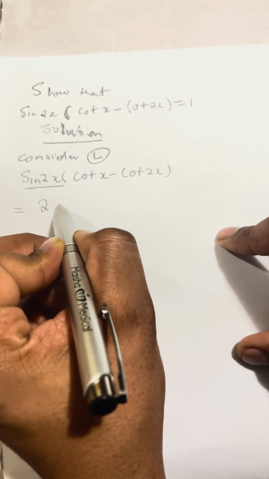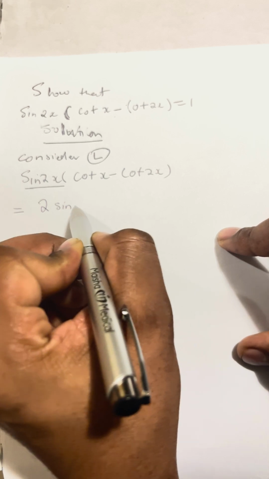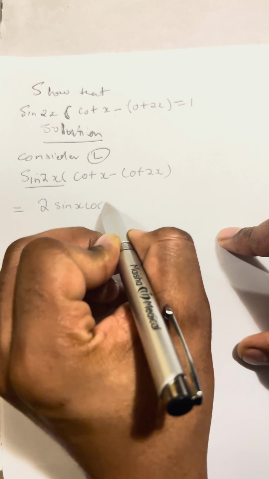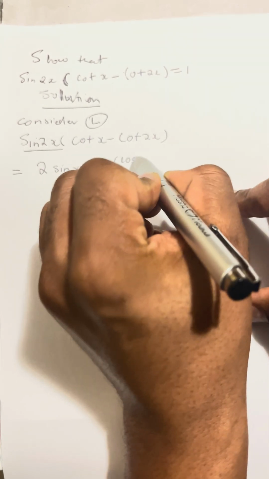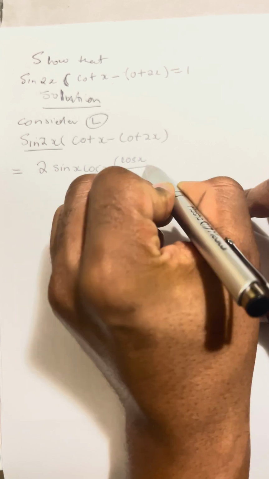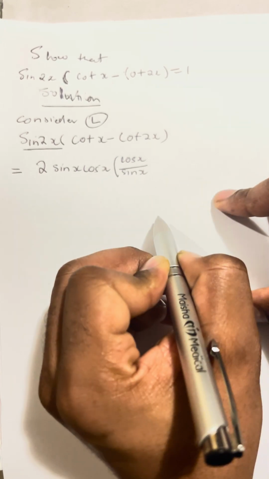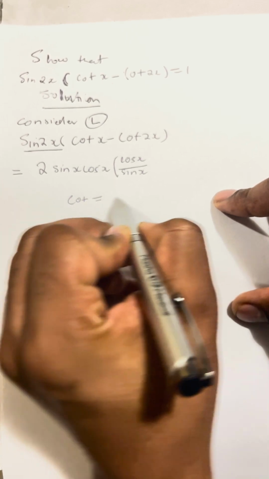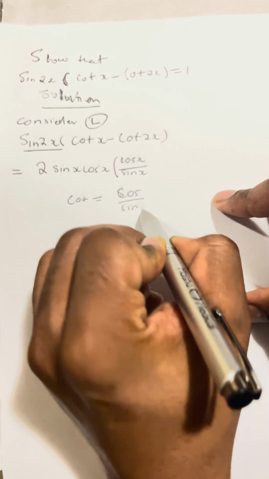We're going to say 2 sine x cos x, bracket, cot x is cos x divided by sine x. Now cot is equal to cos over sine.